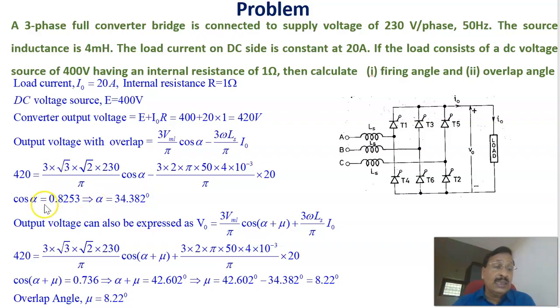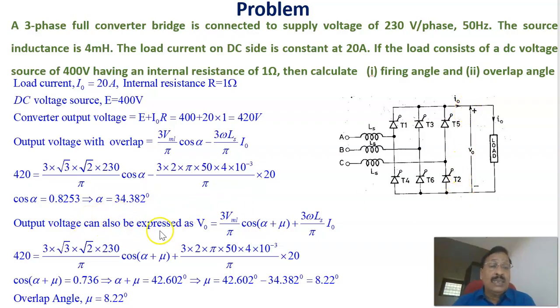Therefore, substituting here, you can derive cos alpha equal to 0.8253, or alpha equal to 34.382 degrees. The firing angle of this thyristor is calculated as 34.382 degrees, corresponding to this condition to have a voltage of 420 volt here.